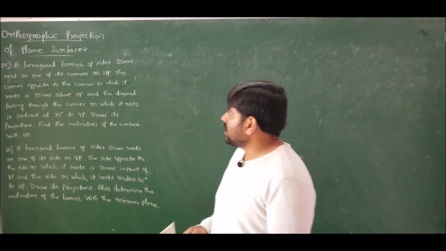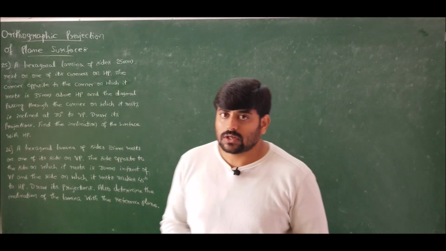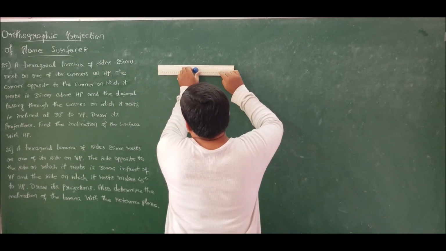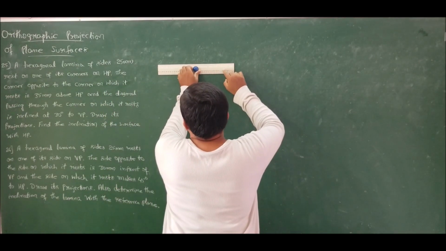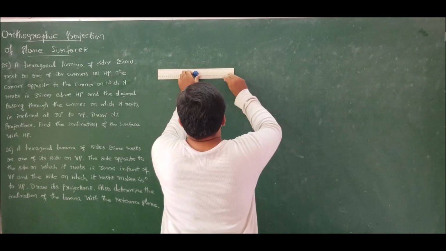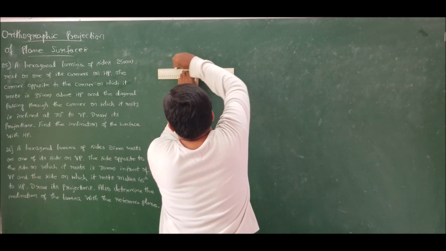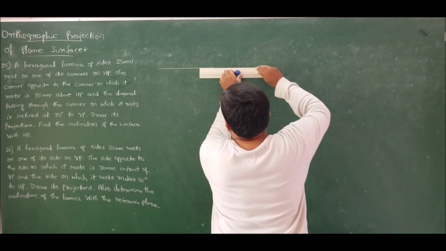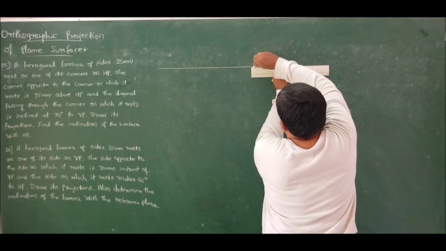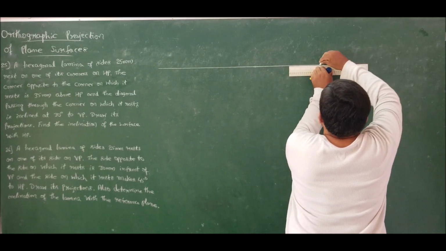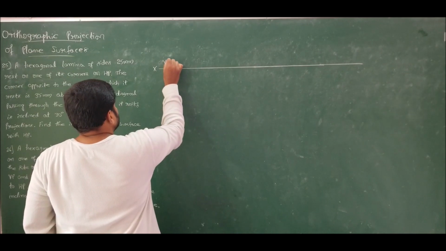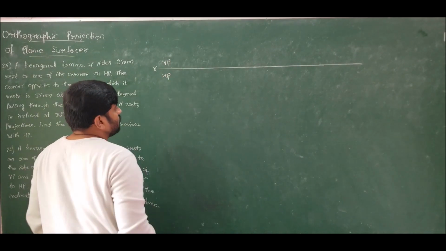So we have a hexagonal lamina of sides 25 mm resting on one of its corners on HP. So in the first position, I want to get the corner towards my left hand side. It is resting on the horizontal plane on one of its corners. So let me draw the XY line and take the corner towards my left hand side. So this is X, this is the vertical plane and horizontal plane for first angle projection.